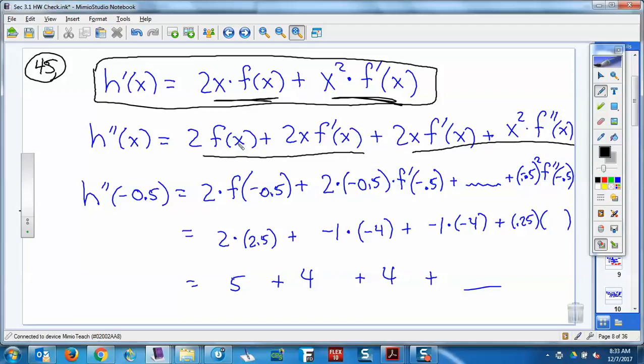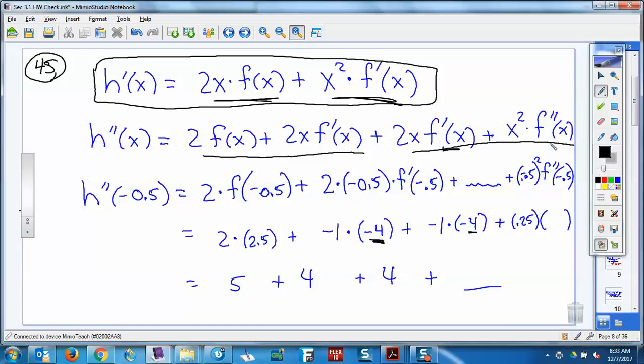So I got to do f of negative 0.5, so I got to look on the graph for that value. I got to go to f prime at negative 0.5, so I had to get that value. I think I put negative 4 as that slope right there. And that showed up in 2 different places, over here. And then I had to get f double prime.